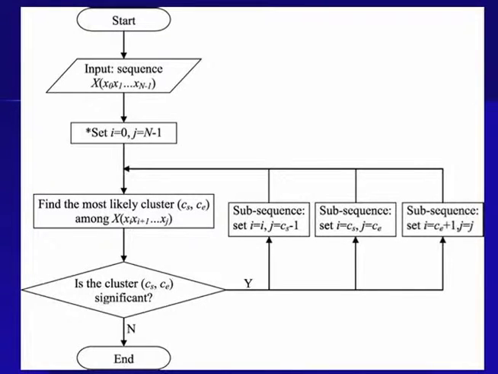Here's how the procedure flows. You input your vector of zeros and ones. Indices i and j are assigned to the start and end site of the sequence. All possible single clusters are evaluated. If the most likely cluster is statistically significant, then each region, left of the cluster itself, or right of the cluster, is independently evaluated for subclustering. This subclustering is iterated until all potential subclusters are not significant.